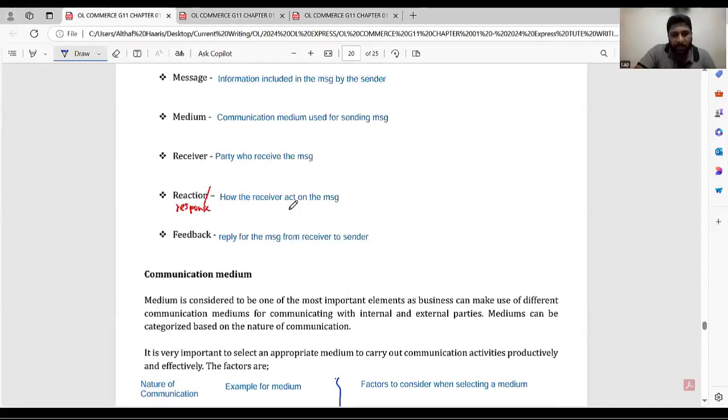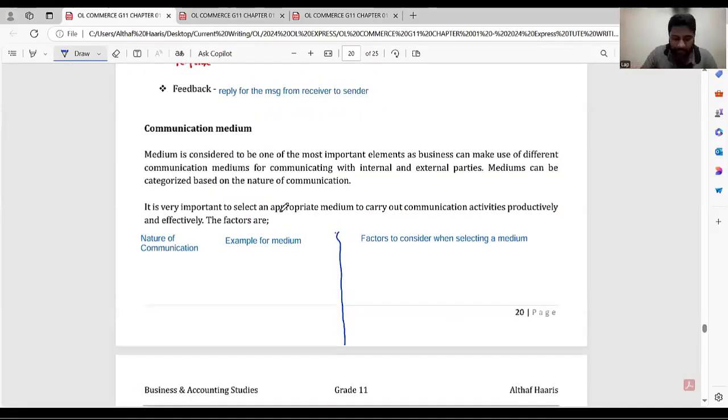So last week, people, we started the communication services. In that one, we have to do the last part, which is the nature of communications and the factors to consider when selecting a medium.